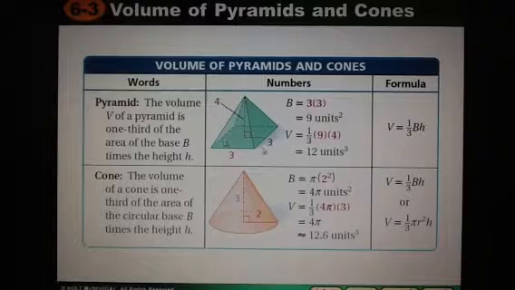So for the rectangular prism, we're just going to take the base times the height, 3 times 3, and then multiply it times the height, but you take 1/3 of that. Same thing with the cone. The base is pi r squared because it's a circle, and then we're going to take it times the height of 3, but we take 1/3 of that to get the volume.